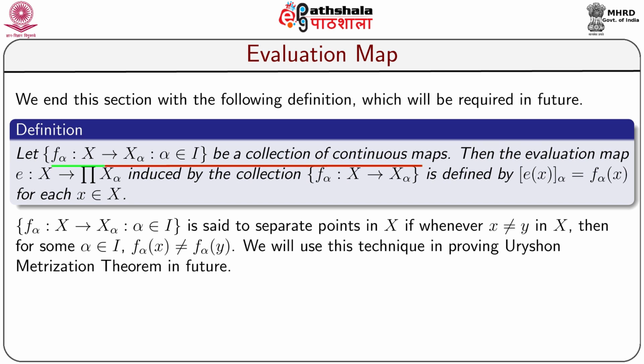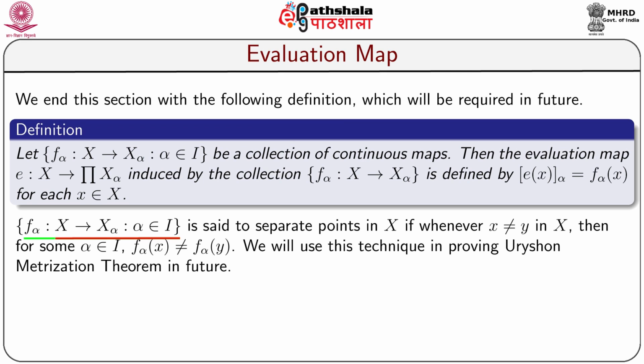Let F alpha from X to X alpha be a collection of continuous maps. Then the evaluation map E from X to the product of X alpha, induced by the collection F alpha, is defined by E of x at the coordinate alpha is equal to F alpha of x.